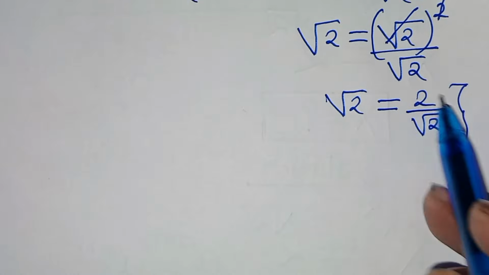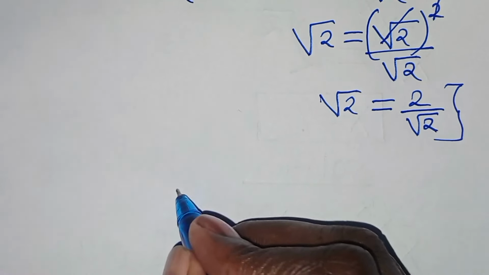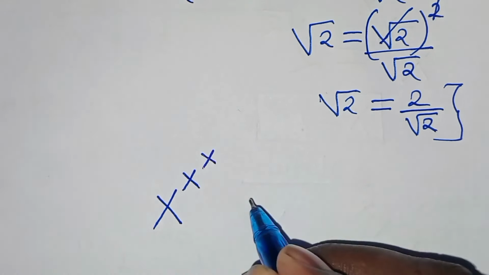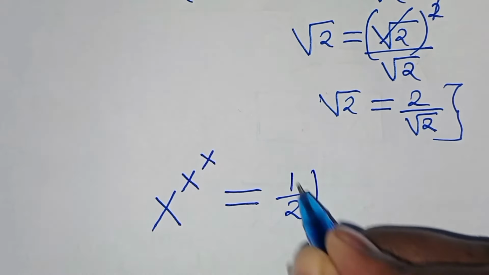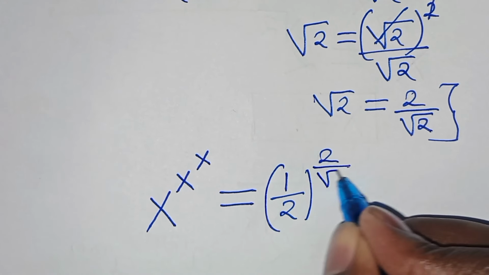So let's substitute this from what we have here. This implies that we have x to the power of x to the power of x. This is equal to half raised to power 2 over square root of 2.